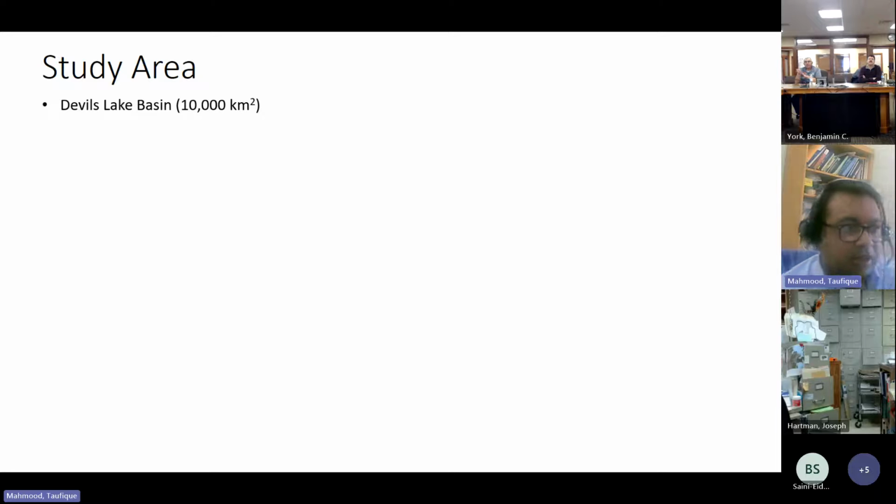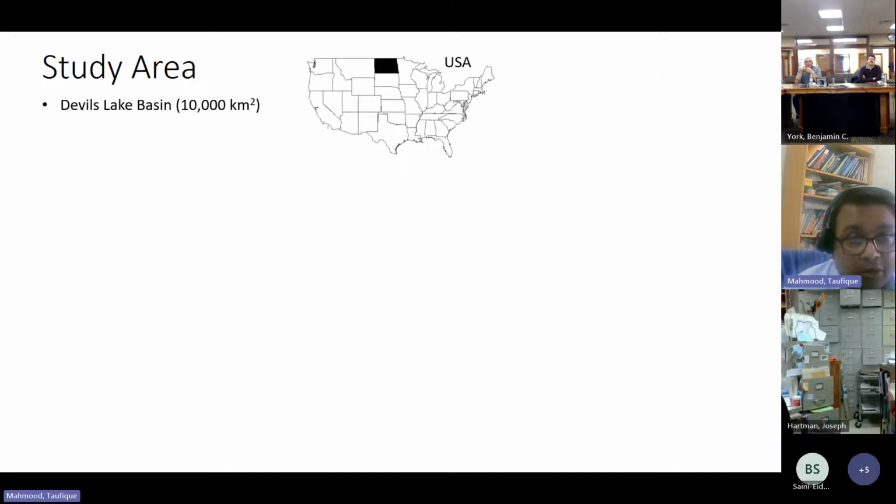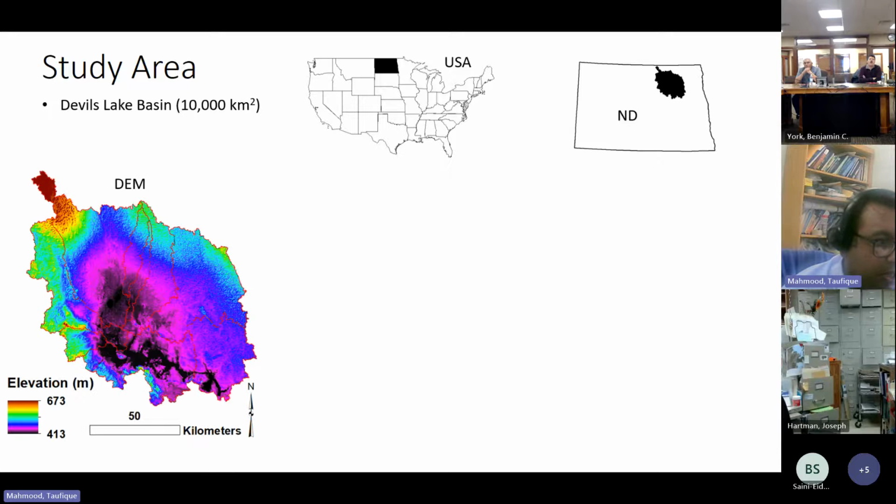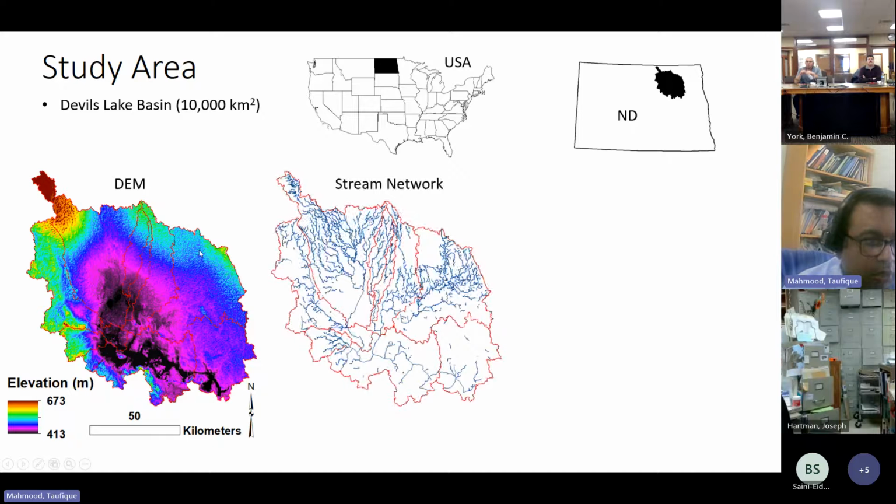A brief introduction of the Devils Lake Basin: it is an approximately 10,000 square kilometer basin located in central North Dakota. The digital elevation model is pretty straightforward. Lake water accumulated in the southern part of the basin, and from the north, west, and southeast, the water flows and accumulates toward the potholes and depressions, and at the end goes to the chain of lakes.